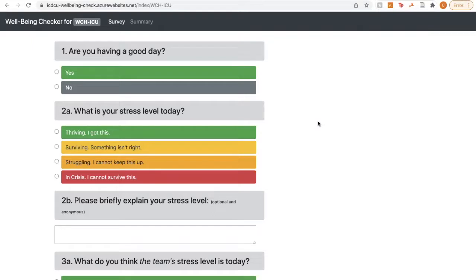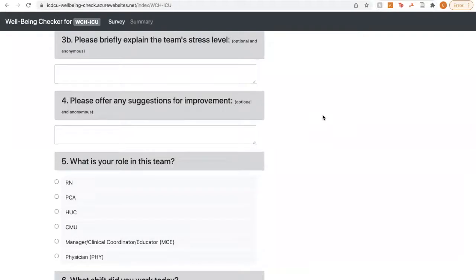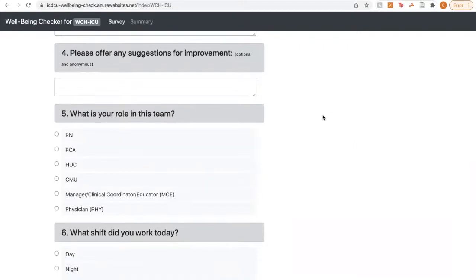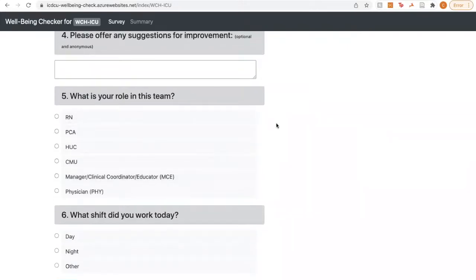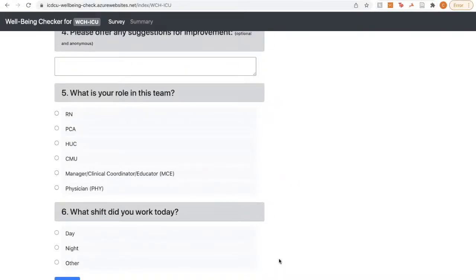Next, we'll look at the Westchester Hospital ICU Wellness Check Survey. Questions 1 through 4 are the same as rehab, but this survey also collects your role and shift worked. Please indicate your role for question 5 and the shift that you are working for the period that you are filling the survey for.